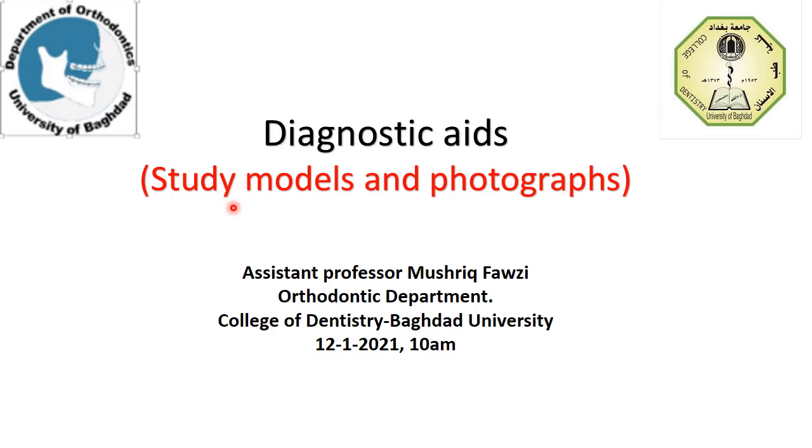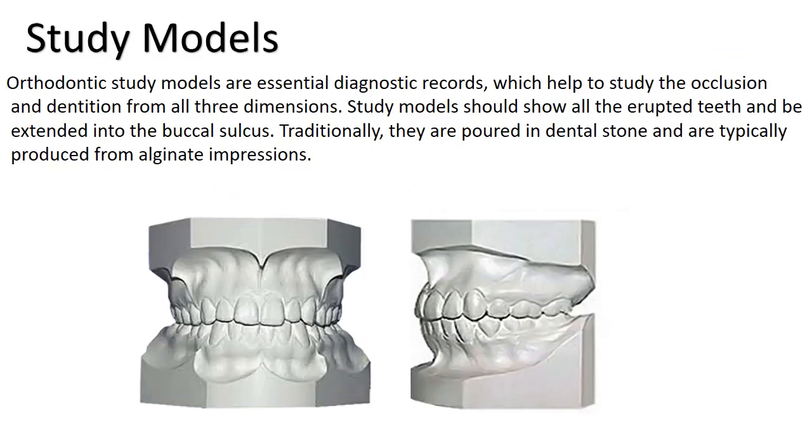In this lecture, I will talk about the diagnostic aids other than radiographs. We have two types of other diagnostic aids: the study models and photographs, and each of them has its own importance in the diagnosis and the treatment. The first one is the study models.